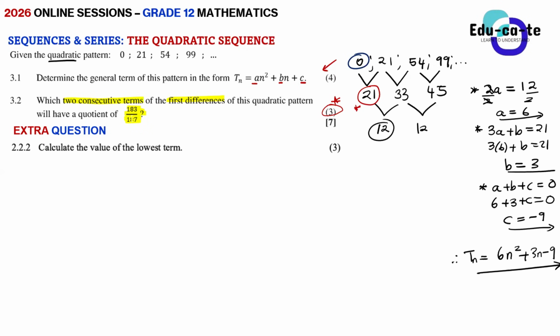So we want the quotient 183 out of 187. But we want to know which two consecutive terms will give you this quotient. And it's only 3 marks. But look at the steps. Do you have to divide one term by another term to get that answer? Yes. So you have to figure out which terms are going to divide to give you that ratio or that quotient, yes.